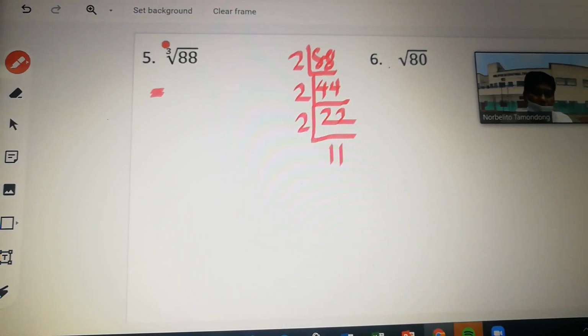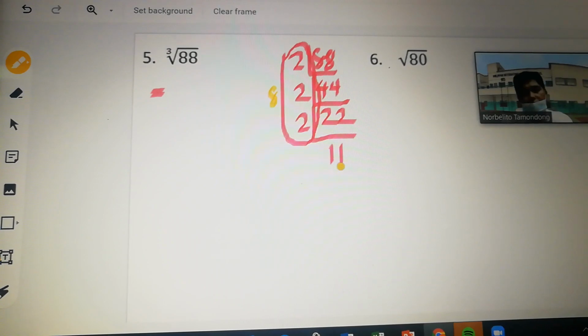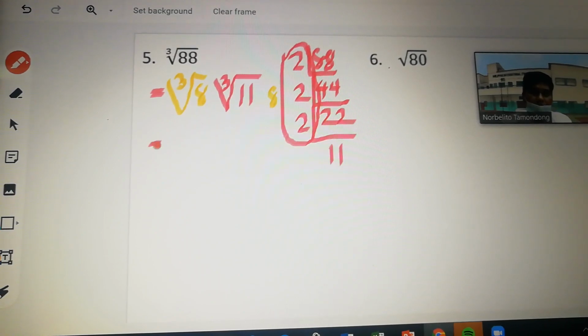Now, since your index is 3, you just encircle these three 2's. Okay? So the product there is equal to 8. So therefore, this is your perfect cube factor, the 8. The non-perfect cube factor is equal to 11. So this is now equal to cube root of 8 times cube root of 11. So what is now the final answer? Cube root of 8 is equal to 2 times cube root of 11.